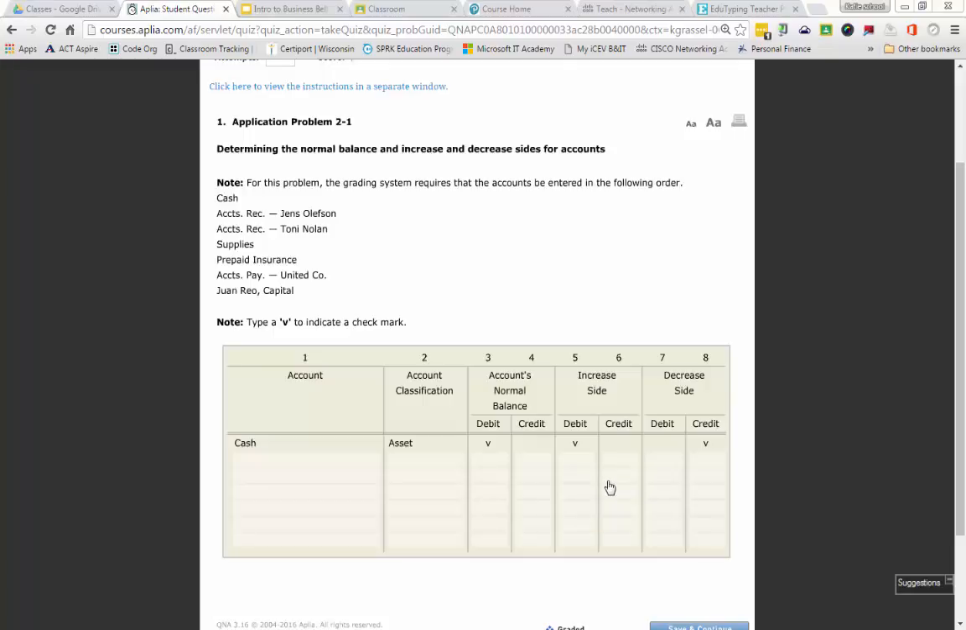Once you are done with the on your own, then you can go ahead and start the application problem. I also would like you for tomorrow to have read section 2-2. For today, I would have liked you to have read 2-1 because we're going to get more complicated tomorrow with what we're doing with our increase and decrease.